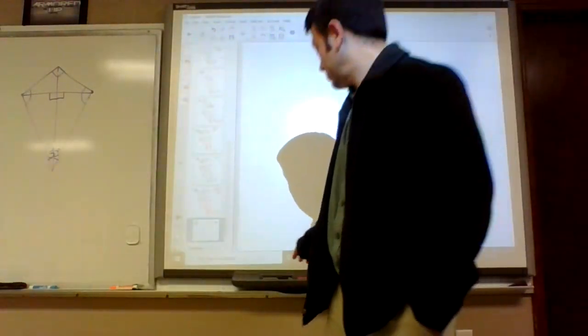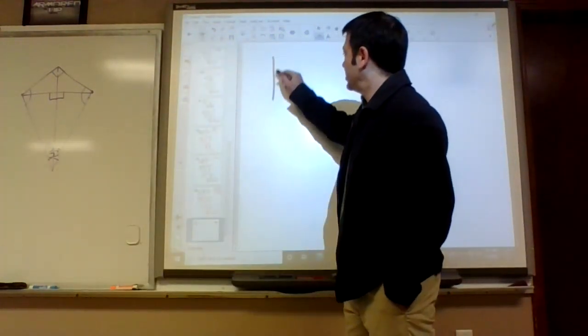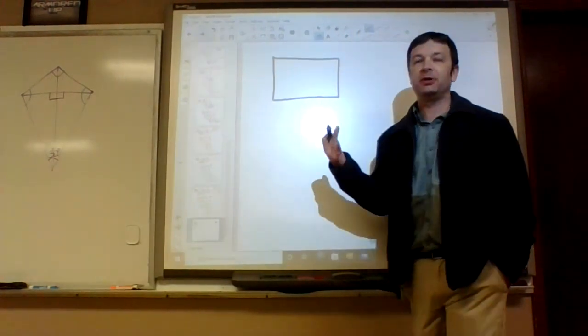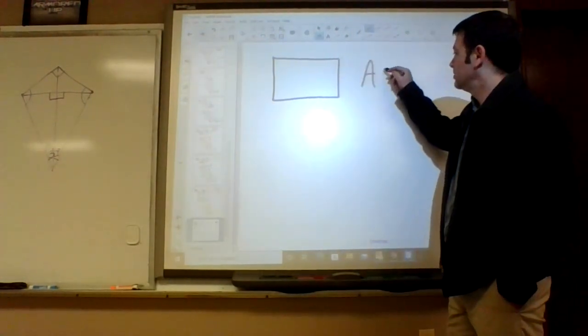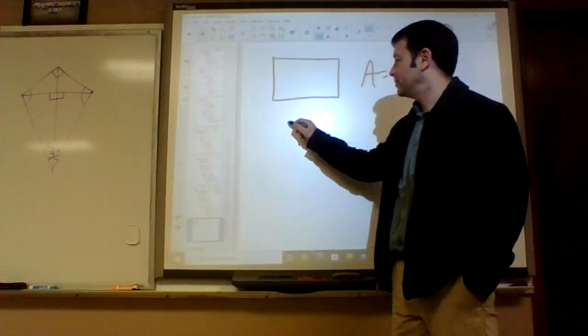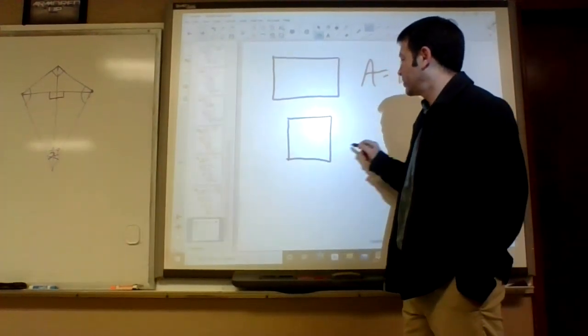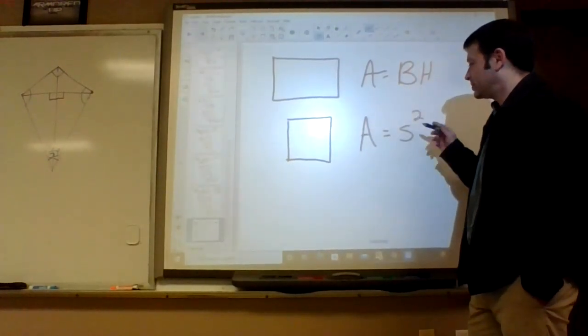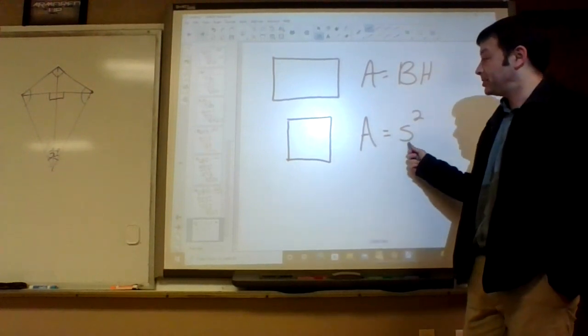So, first thing we talked about yesterday is how to find the area of a rectangle. How do we find the area of a rectangle, anybody? Base times height. Sometimes it's called length times width on a rectangle. How about the area of a square? Side squared. Still base times height. The base and height just happen to be the same thing.